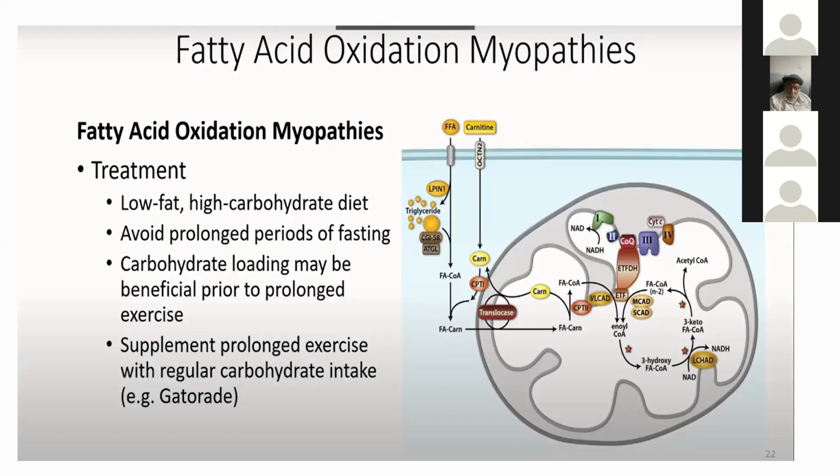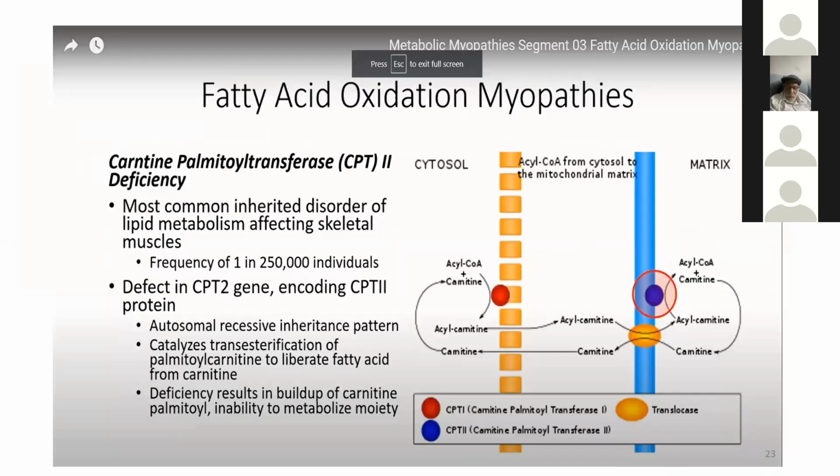These are examples of fatty acid oxidation myopathies: CPT2 deficiency. This is another type, very long chain acyl-CoA dehydrogenase deficiency, deficiencies of different sites leading to this defect.